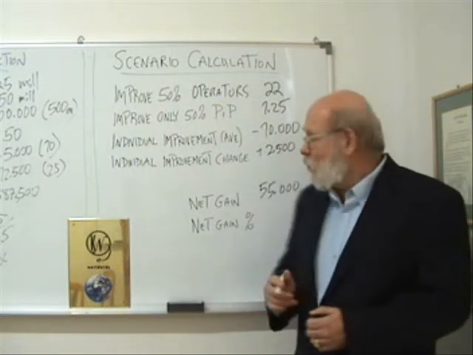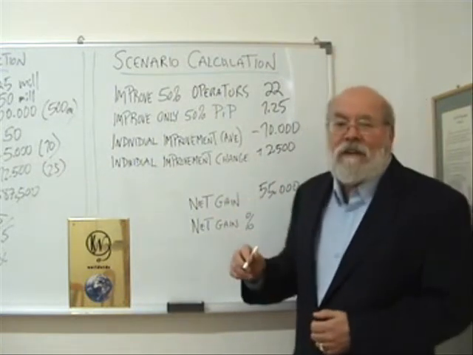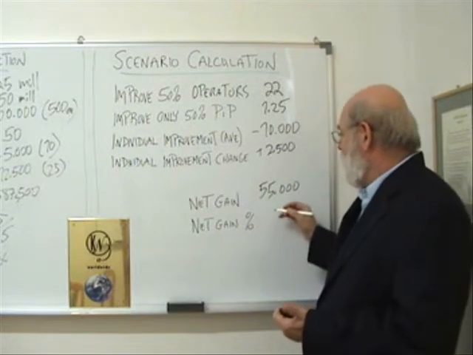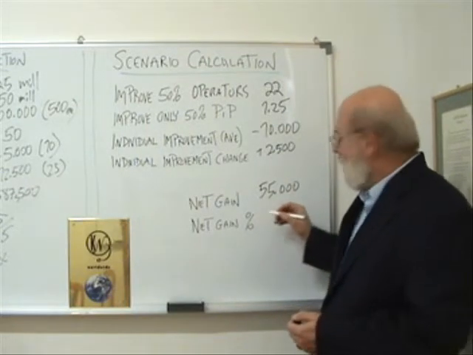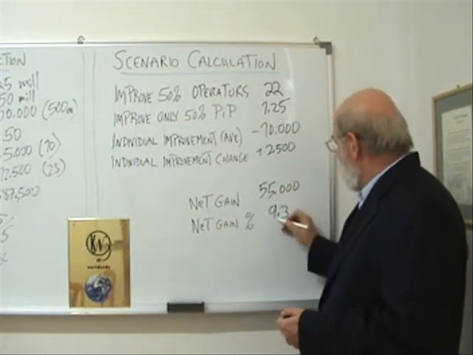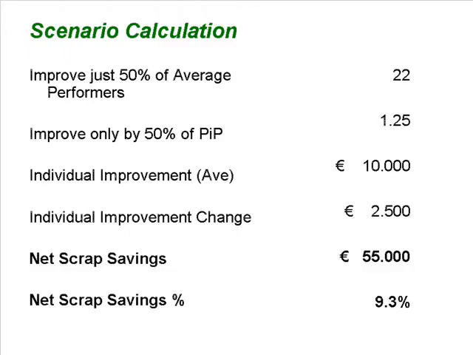savings on each of these, which against our total of 587,000, this is a gain of what? Just shy of 10%. In fact, it's 9.3%.